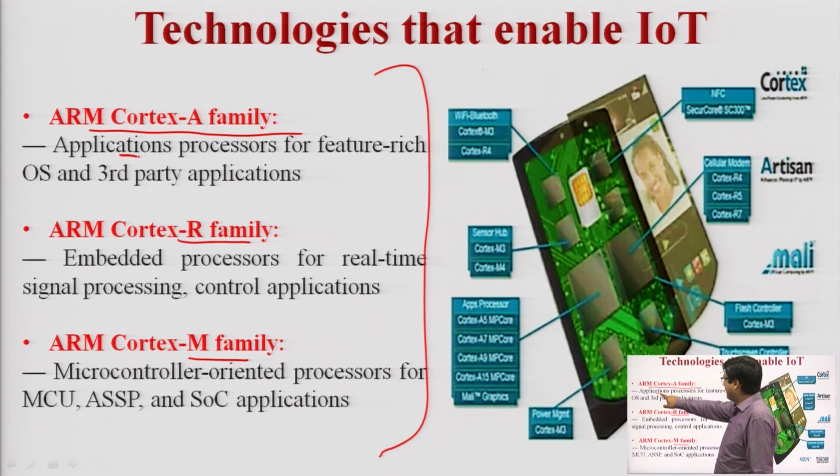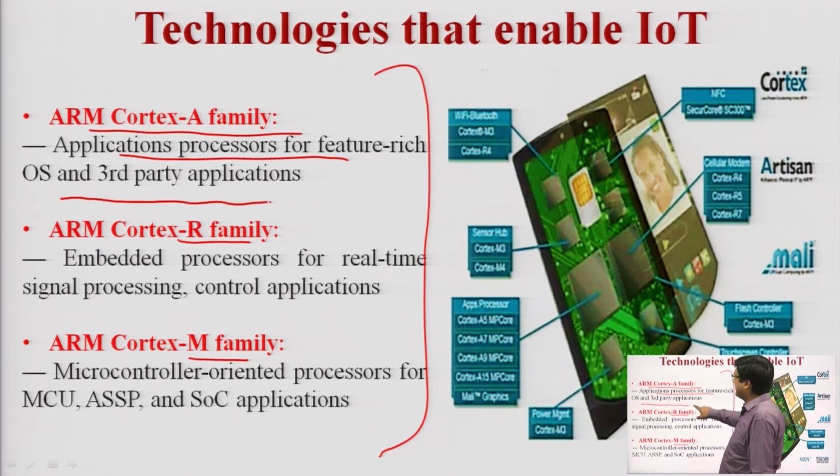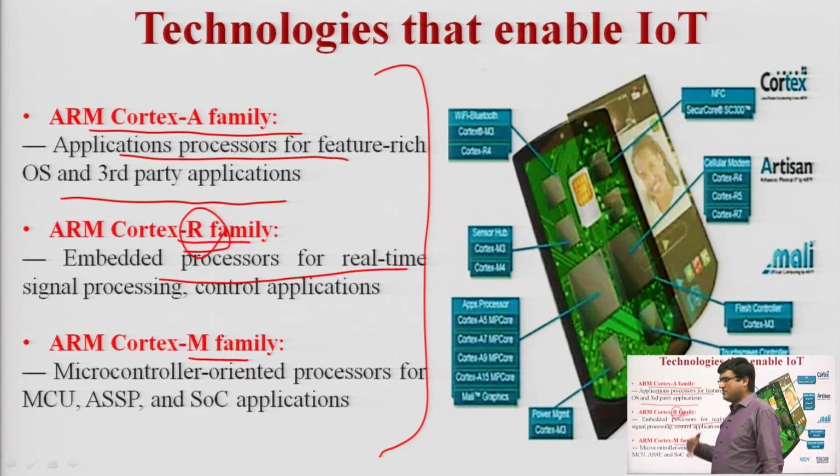ARM Cortex-A family application processors are basically used for applications with a rich operating system and third-party applications. ARM Cortex-R means real time. Embedded devices are based on real time, which means no delay in the system. So embedded processors for real-time signal processing and data analytics use the ARM Cortex-R family.